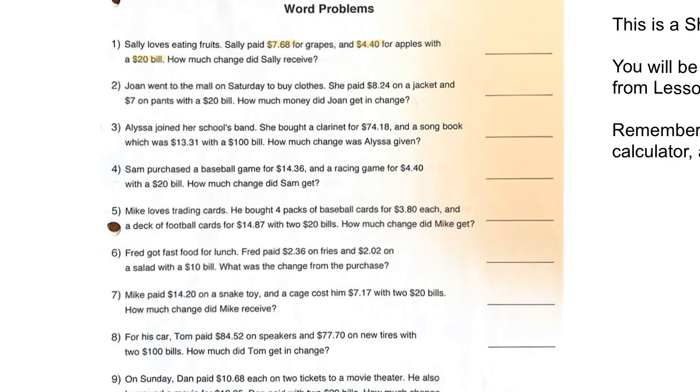You can do this on your calculator. I'm going to write it out so you guys can see it. You can do this in 2 different ways. You can add up what she paid for and then subtract it from what she's giving the cashier. If you punch this in on your calculator, you start with $20, and then we know she paid, so that's a minus $7.68. Then she paid $4.40. Then you will subtract that on your calculator, get your answer, and you will write that right there.